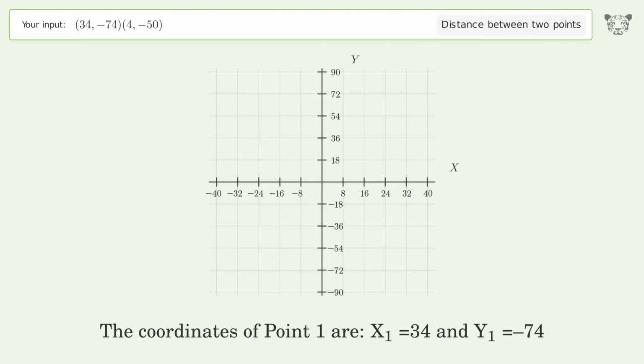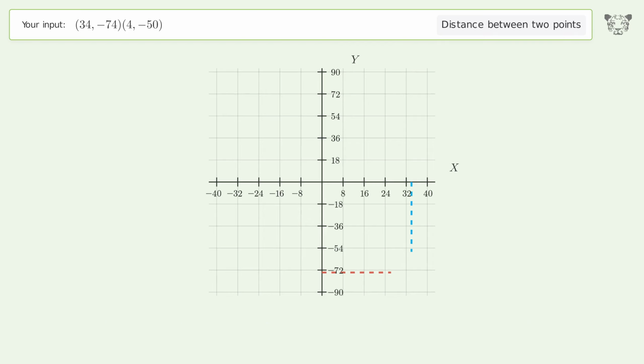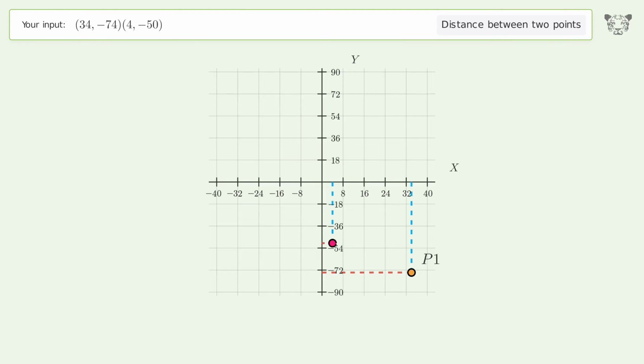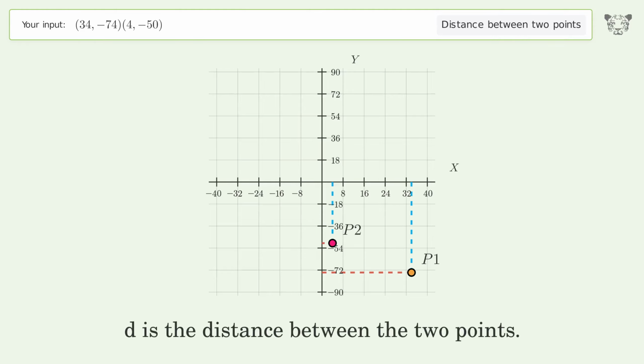The coordinates of point 1 are, x1 equals 34 and y1 equals -74. The coordinates of point 2 are, x2 equals 4 and y2 equals -50. D is the distance between the 2 points.